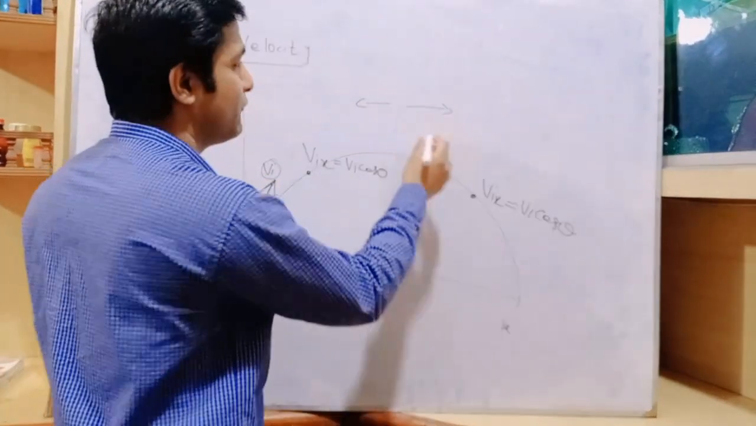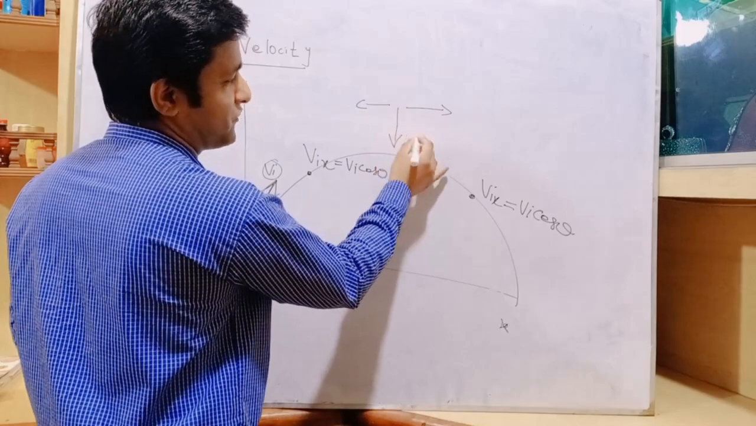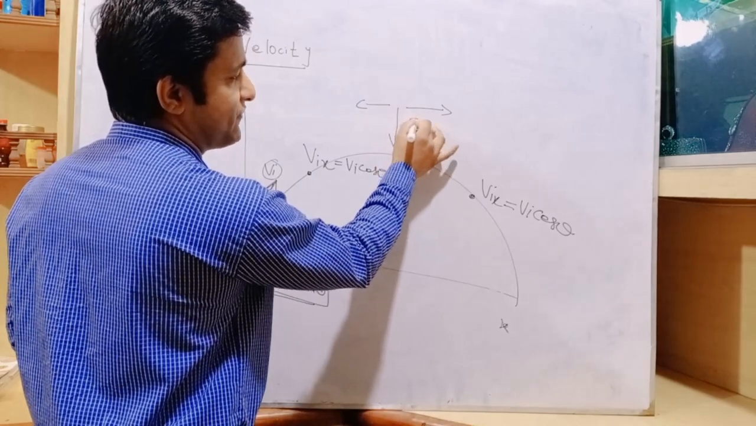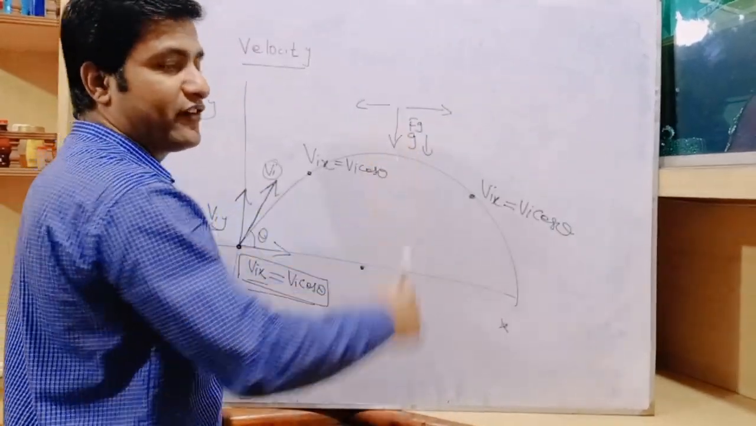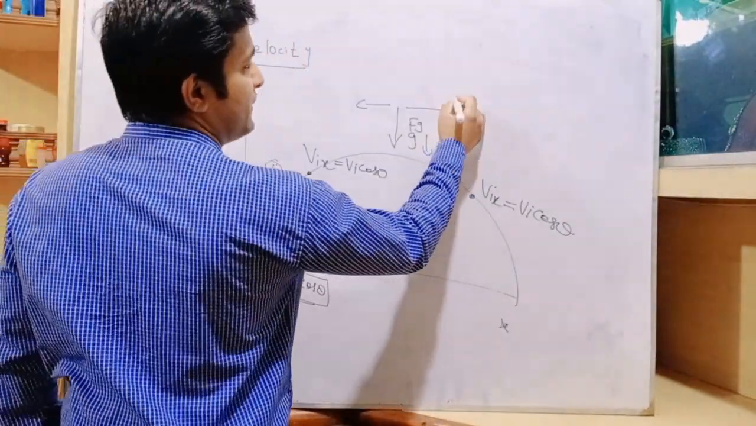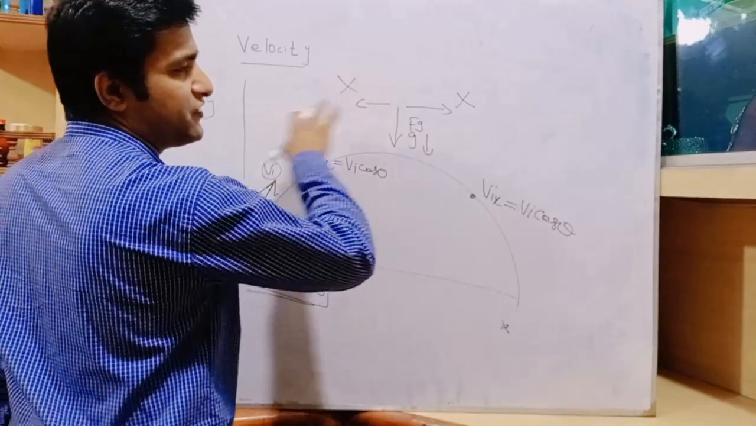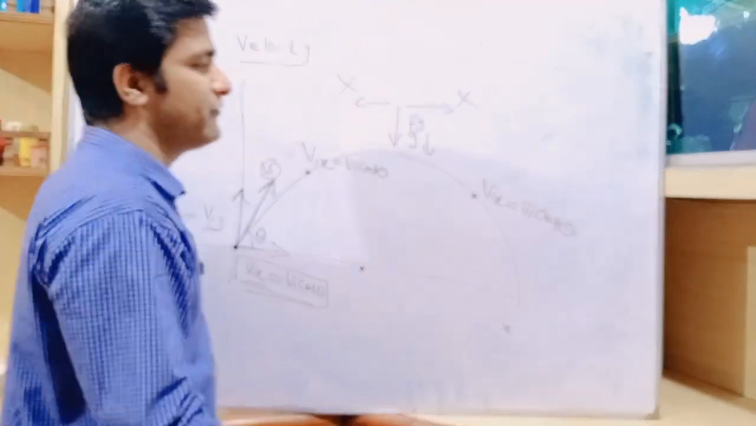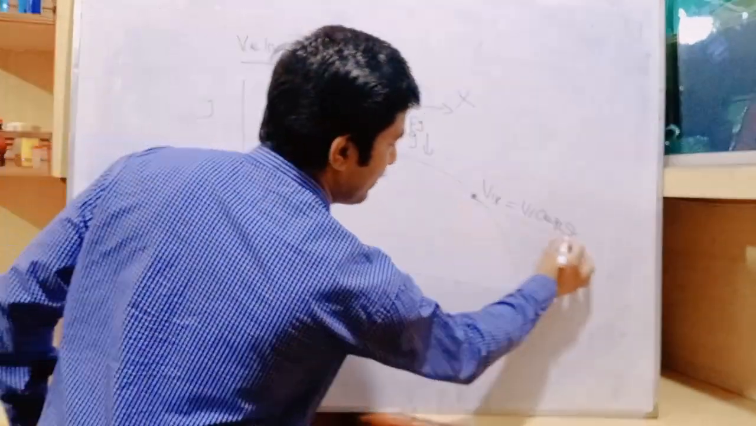There is only one force, the force of gravity, that is here, Fg is the force of gravity, and this is gravitational acceleration that acts downwards. So there's no force here, there's no force in X direction. That's why we are saying this X component of the velocity will remain same throughout the motion.